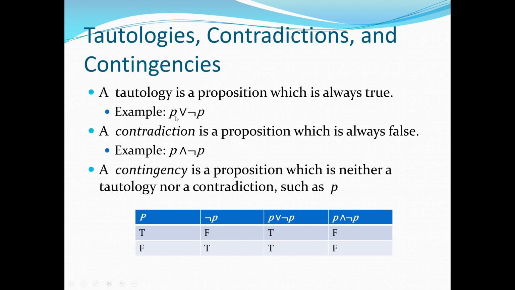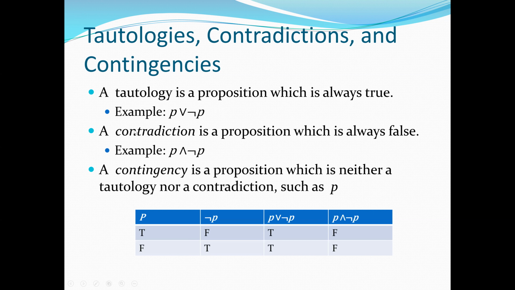If P is true and not P is false, then P or not P will always be true, because true or false is true. False or true is also true. So this is what we mean by an expression or proposition being a tautology. Tautology means it is always true.